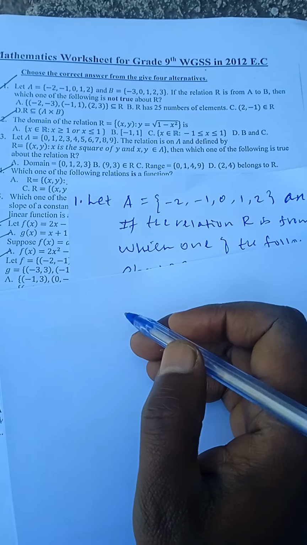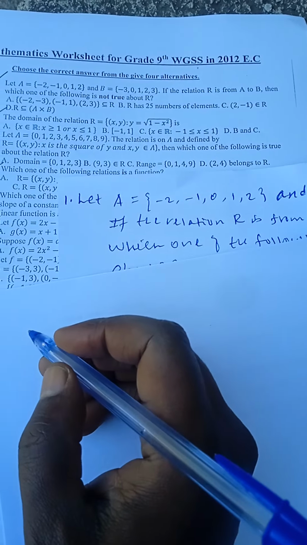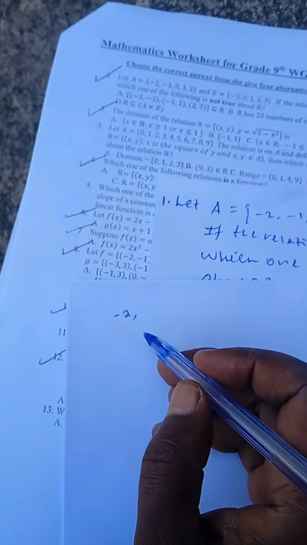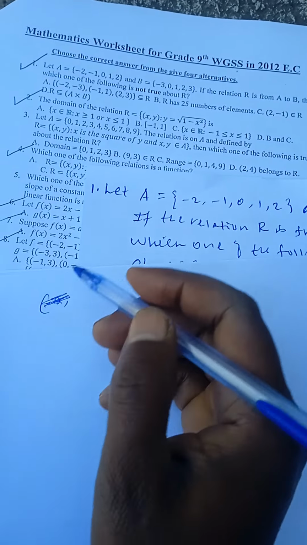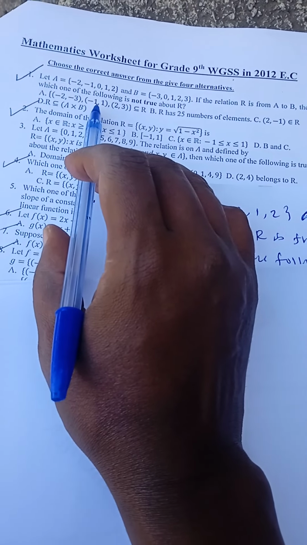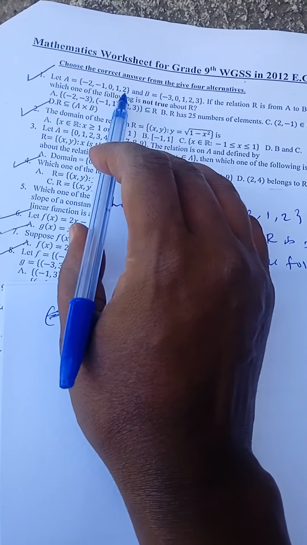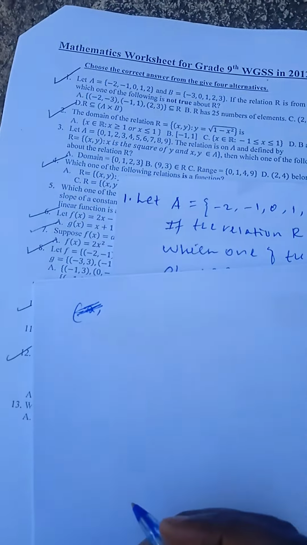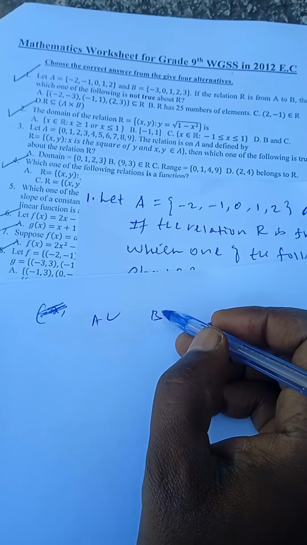So the first one, that means the relation R is from A to B. So all the first ordered pairs are elements of set A. We can observe simply -2 is an element of A, -3 is an element of B. Yes. -1 is an element of A, -1 is an element of B. Yes, from A to B. So 2 is an element of A, 3 is an element of B. It is a subset of R. Yes, the first one, A is correct.